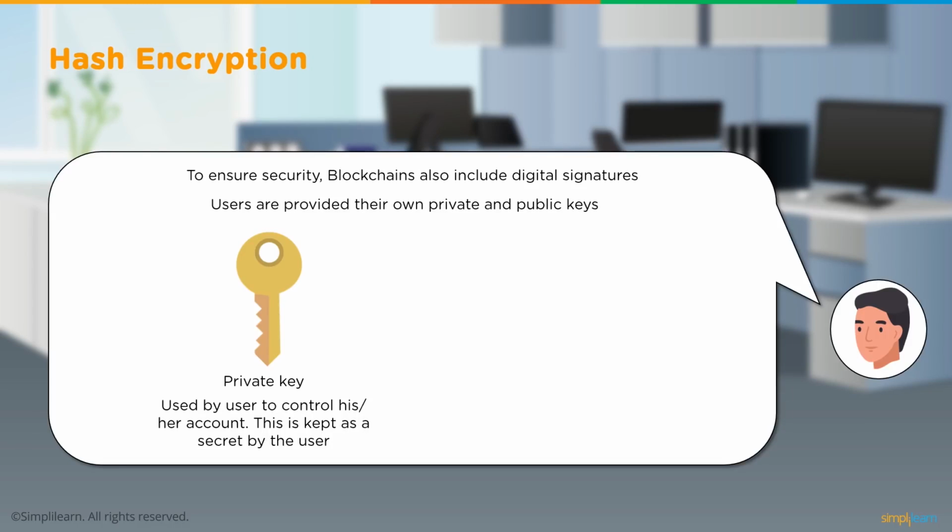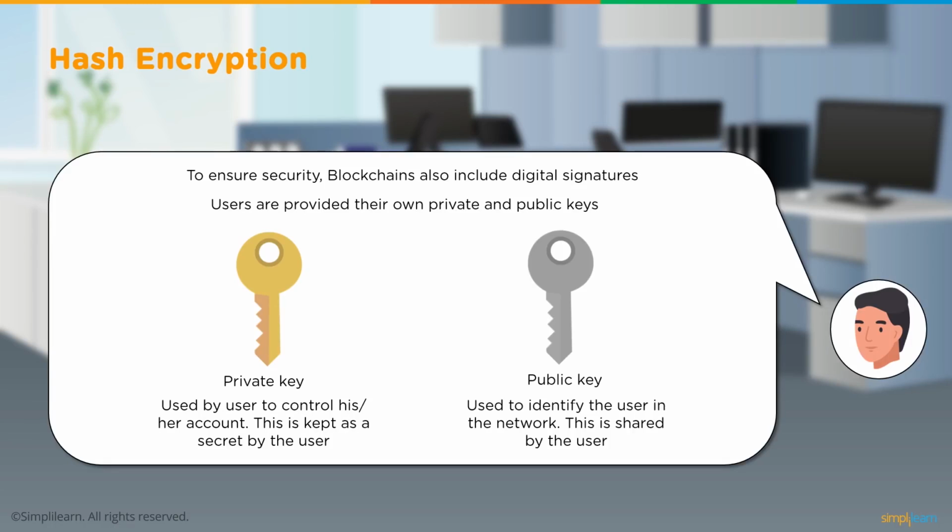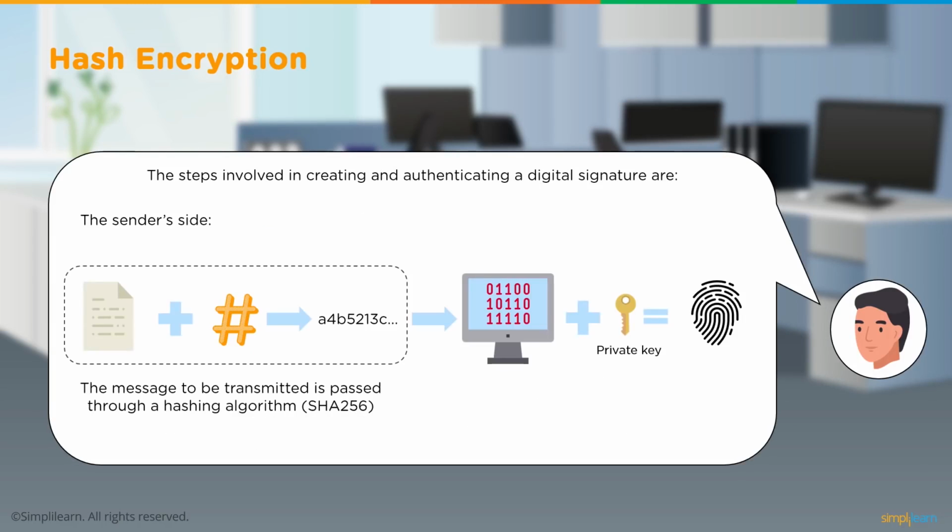Now the private key is used by the user to control her own account. This is kept secret by the user. So basically it's like his own password. And the public key is used to identify the user on the network. This is shared by the user along with the transaction on the network for others to verify. So these are the steps involved in creating and authenticating a digital signature.